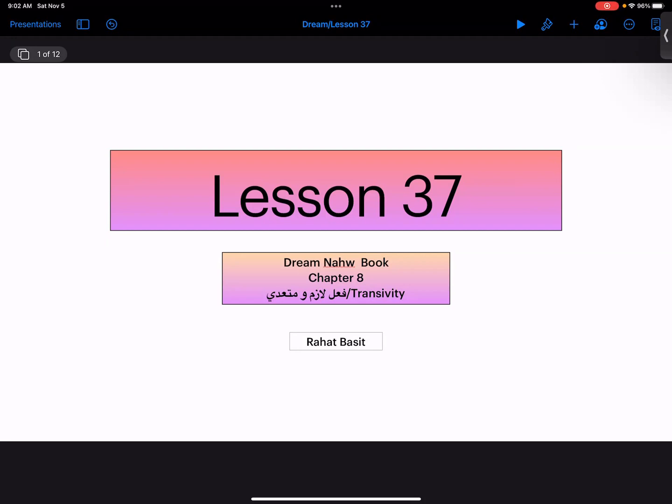We are on lesson number 37 by the grace of Allah subhanahu wa ta'ala, and our topic is going to be fail lazim and muttadi. So fail can be of two kinds. The verb that we conjugate, right? They could be of two kinds. Either they could be lazim or muttadi. So what's the difference? That's inshallah we are going to learn.